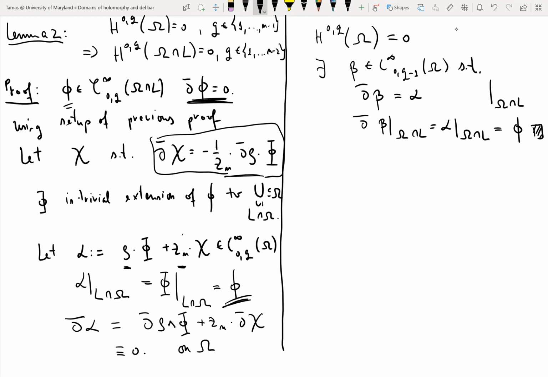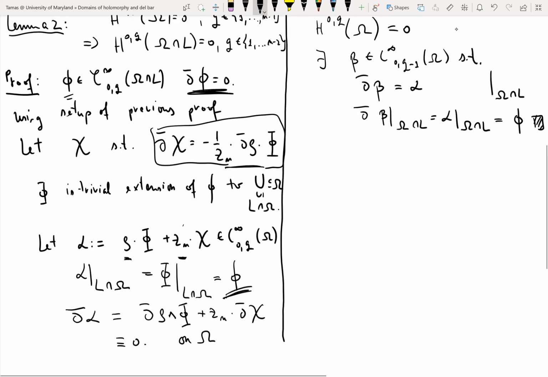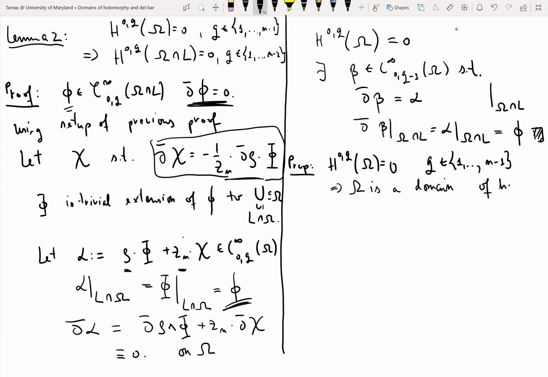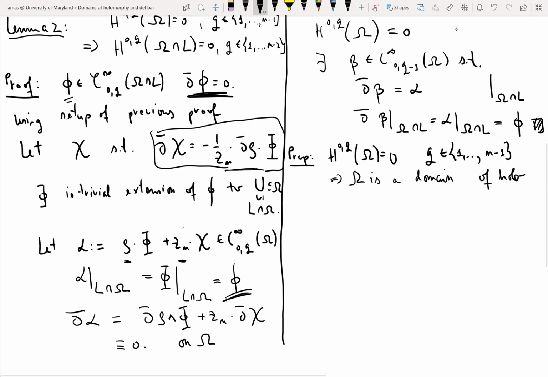So now let me prove the reverse direction of this characterization of domains of holomorphy using Dolbeault cohomology. All right, so let me call this a proposition. So I'm going to show that if these groups vanish for q in between 1 and n minus 1, then omega is a domain of holomorphy. Okay, so let me give a quick proof.